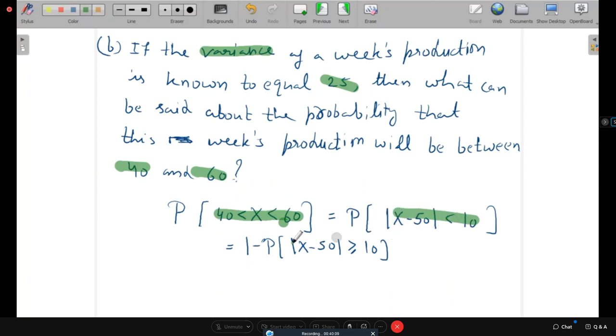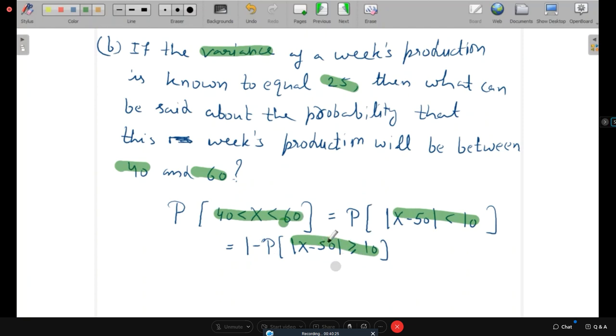Now you can use the probability result, because you know Chebyshev's inequality stands for mod of X minus mu X greater than or equal to k. So I just write 1 minus this, right? All these things are true.